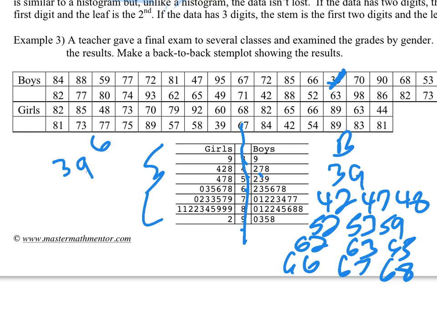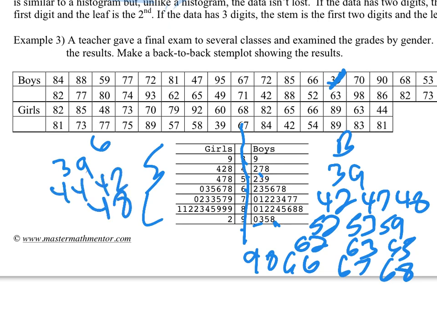I find out my max is a 98. See that 98 on the boys' side? So I would go from 3 to 9, and then I would fill in order as best as I can. Okay? And the girls the same way. I've got the 39. I got a 40. He didn't put it in order here. 44, 42, 48.